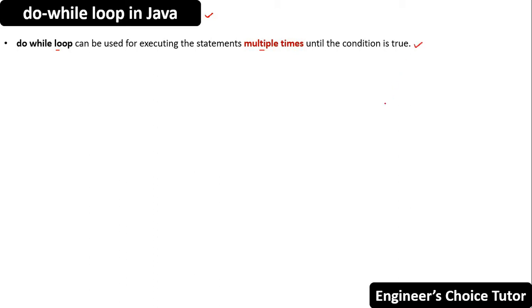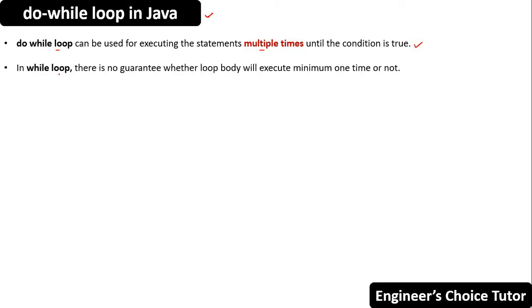In a while loop, there is no guarantee whether the body will execute at least once or not, right? Because in the case of a while loop, the first thing is what? Condition check, right? Suppose at the first time itself, the condition is false, then what will happen? The body will not execute, right? So there is no guarantee whether the body will execute a minimum of one time or not in the case of a while loop.